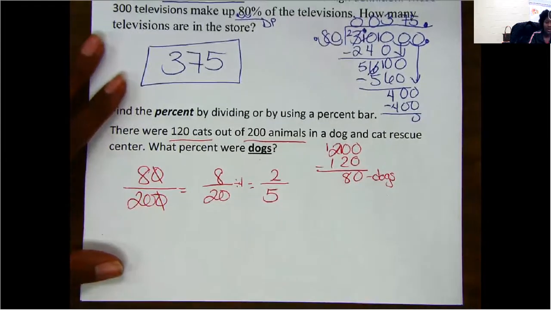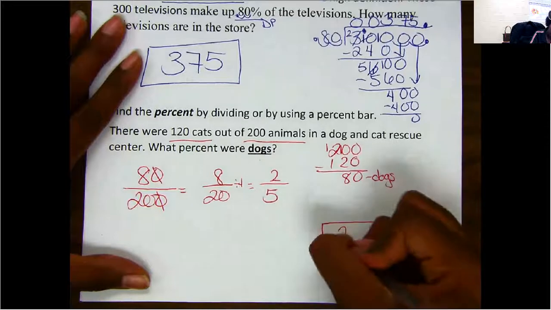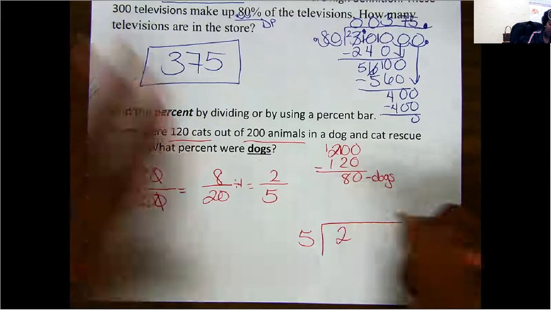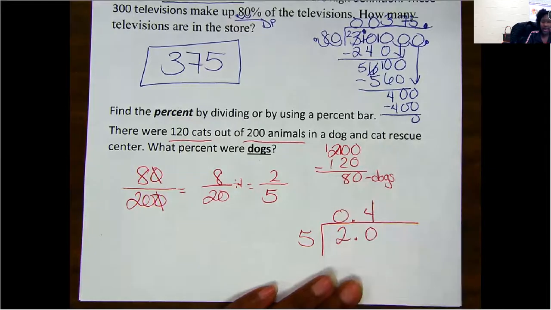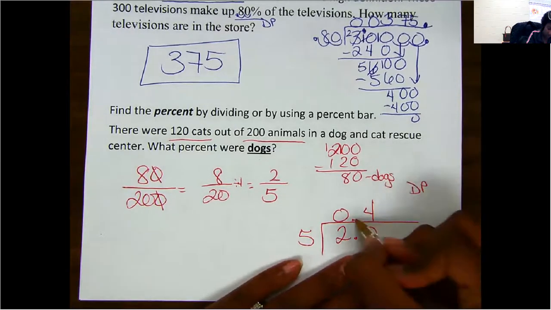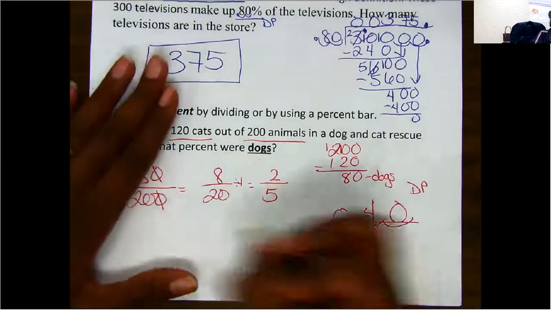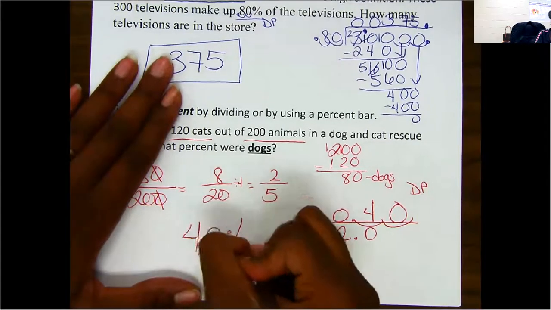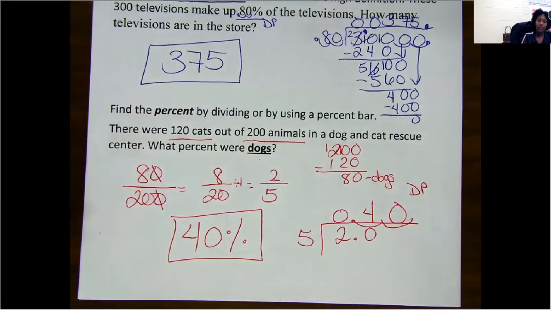Okay, remember I need a percent though. So here's my typo, top in, bottom out. Okay, I have a decimal, not a percent. So Dr. Pepper, 1, 2. I have an empty space. I need to fill that with a 0. 40% is my answer that I was looking for.